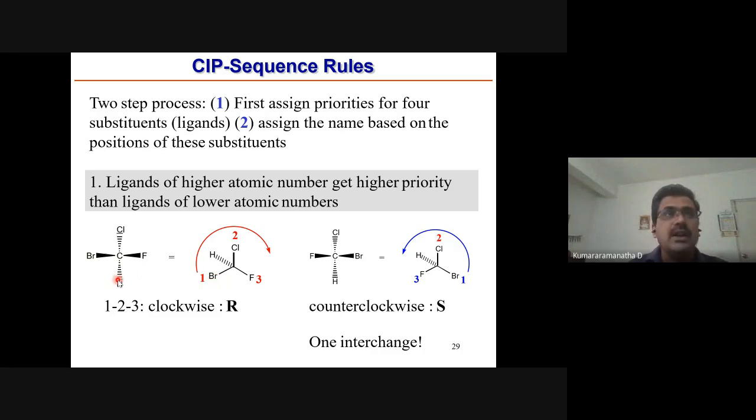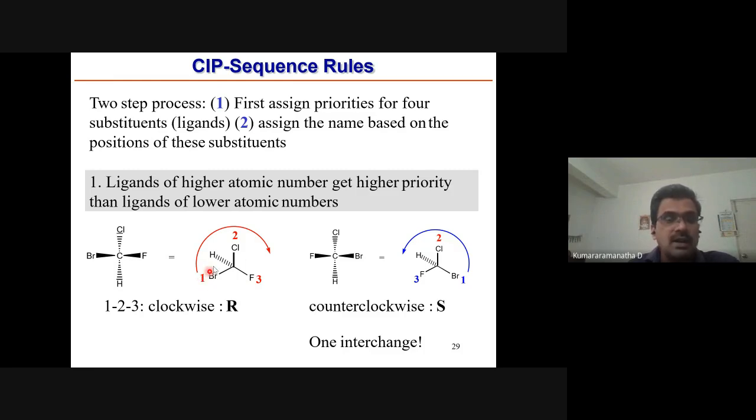And hydrogen, since it's the lowest number, you can keep it far aside. Make 1, 2, 3 in the same plane: bromo, chloro, fluoro in one plane, and hydrogen away from you. You can make it like a planar kind of situation. So the first assignment you do is for bromo, then obviously chlorine is the next highest, followed by fluorine.